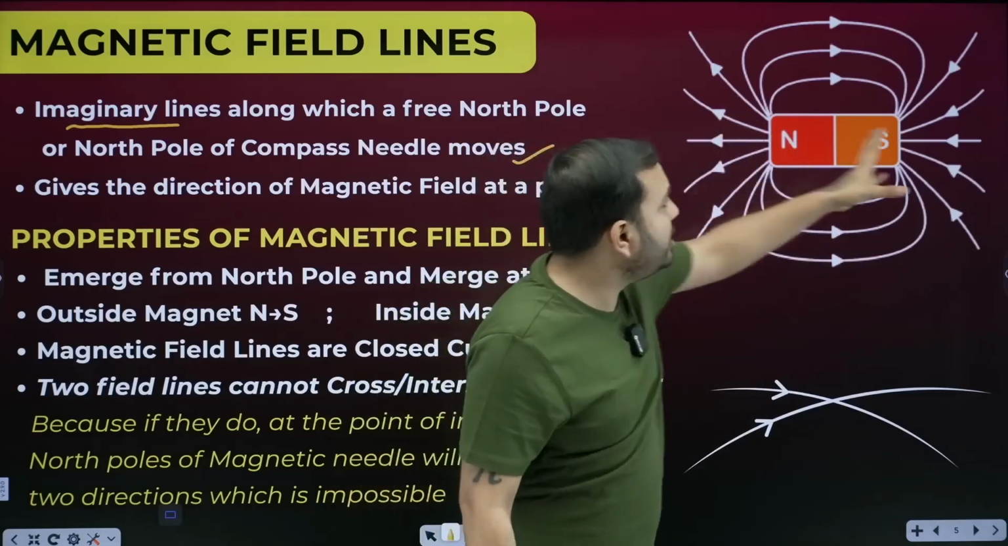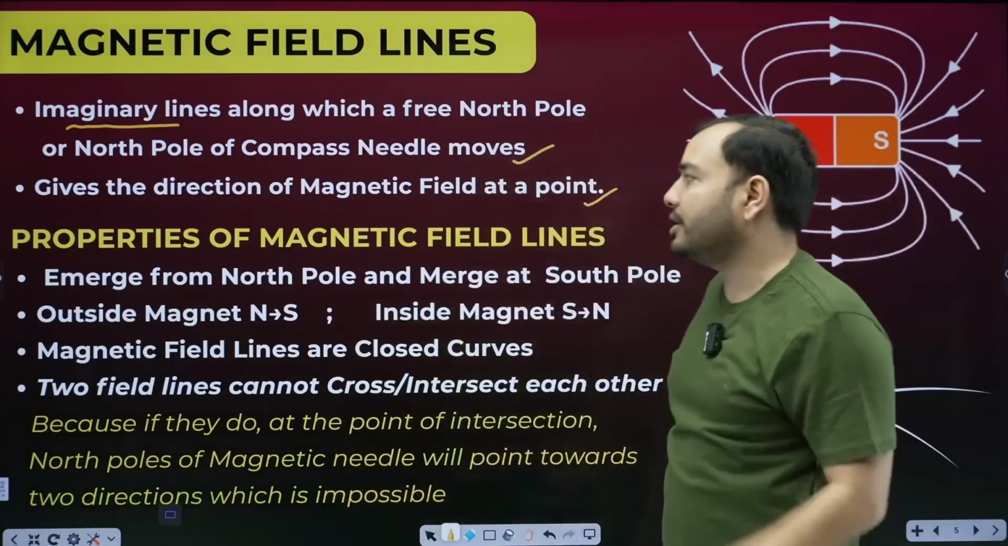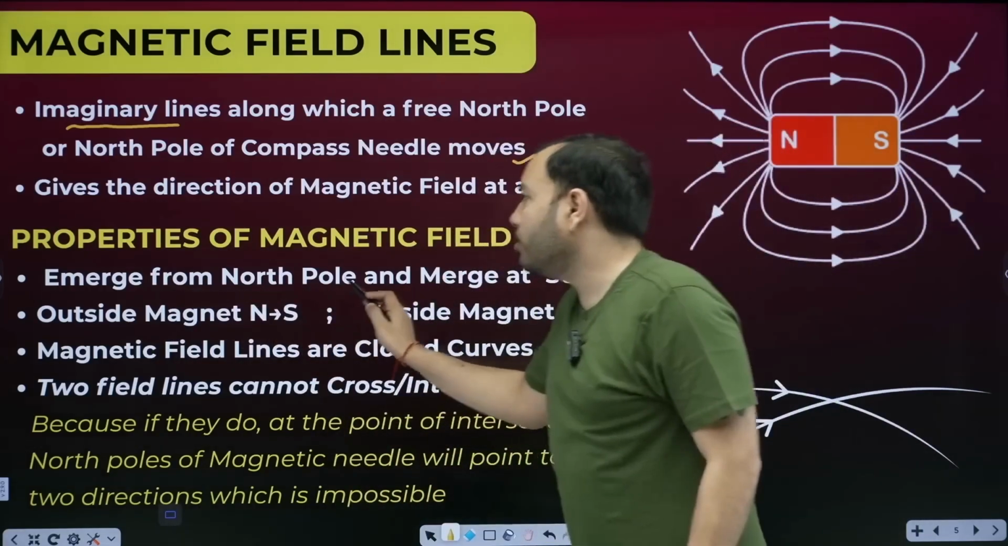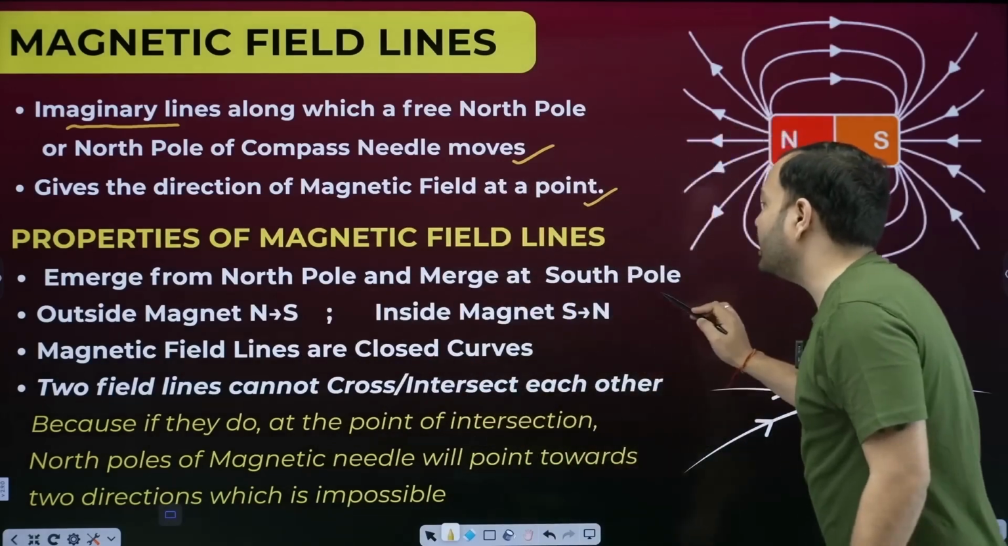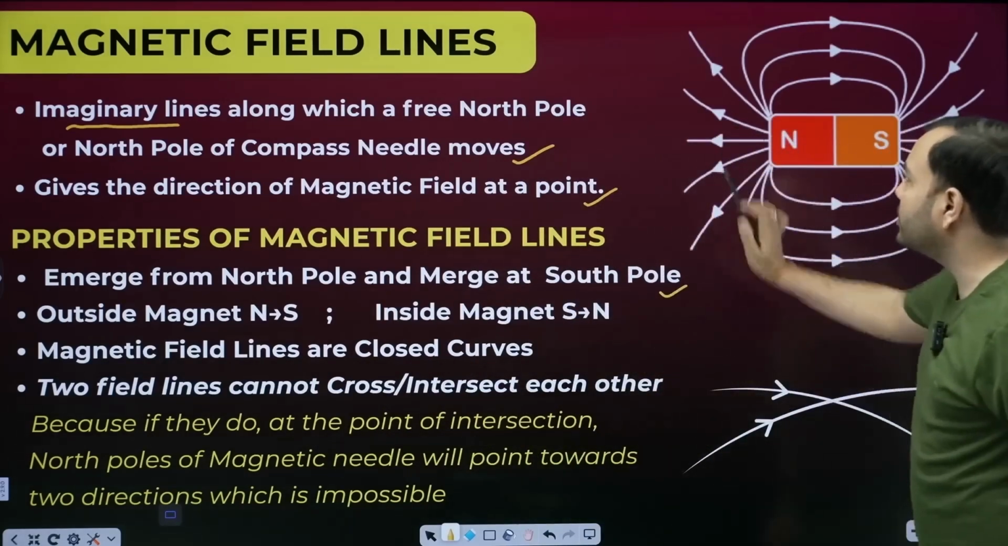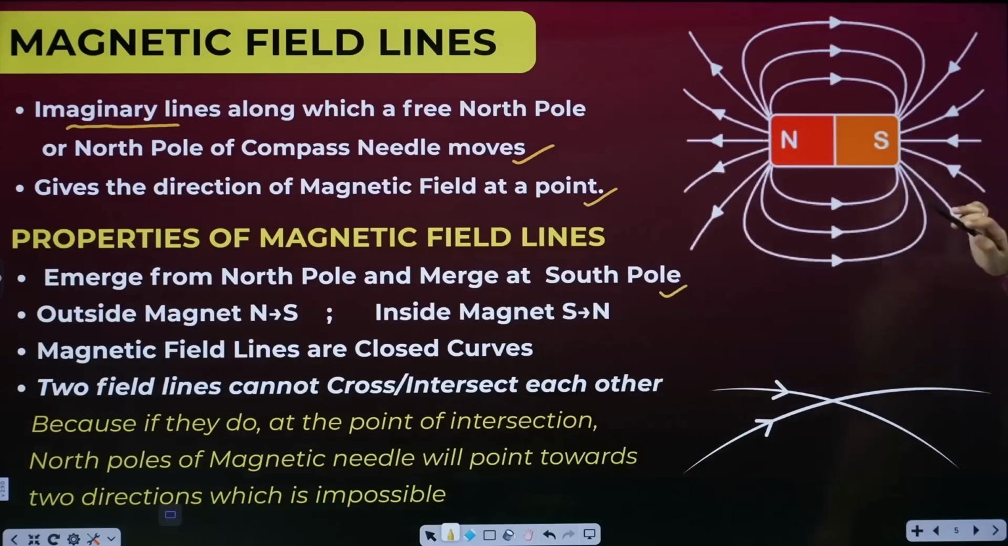It emerges from the north pole, it enters the south pole. So the first point is written here: emerge from north pole and merge at south pole. They emerge from here and enter here. Think here. If I put a free north pole here, near the south of the magnet, will it not attract it toward this side? Absolutely it will.